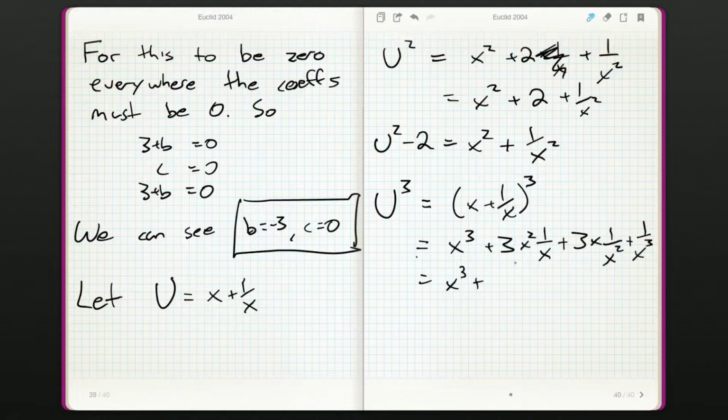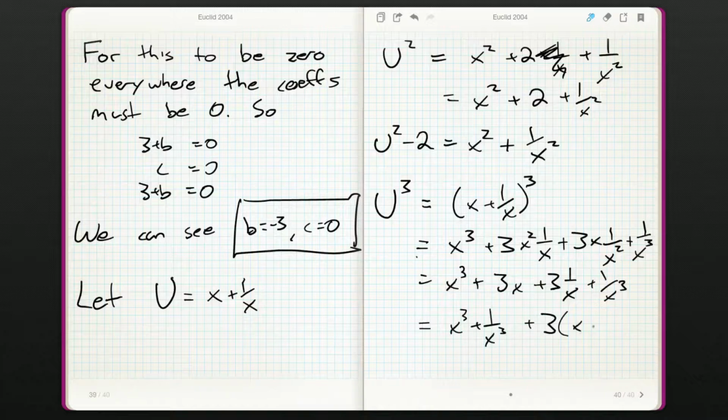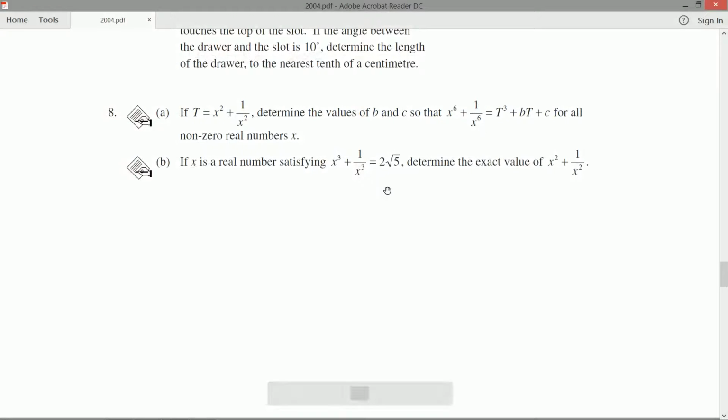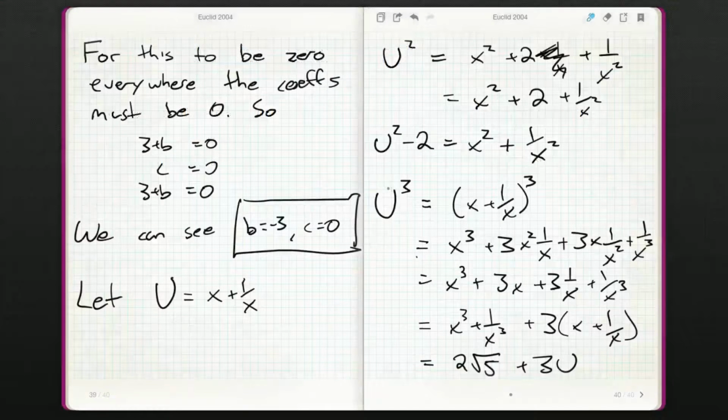x cubed plus 3x plus 3 over x, plus 1 over x cubed. And this is x cubed plus 1 over x cubed, which is a value they gave us, plus 3, and look at that, we get u sitting in here. So this is 2 root 5 plus 3u, which frankly is a weird expression, but that's okay. And yes, it is 2 root 5. All right.